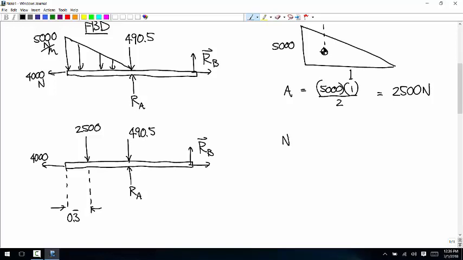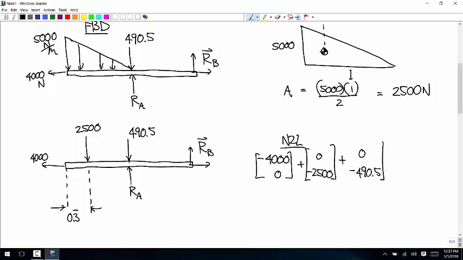Now Newton's second law. We have the 4,000 Newton force in the negative x direction. We have the downward force of 2,500, so that's 0, negative 2,500. We have the downward force of 490.5. And we have that unknown force vector RBX, RBY.